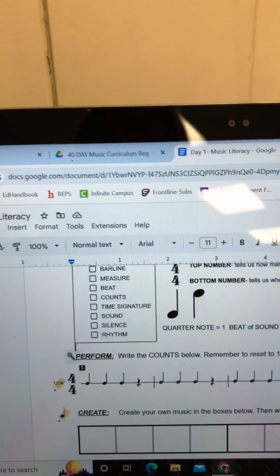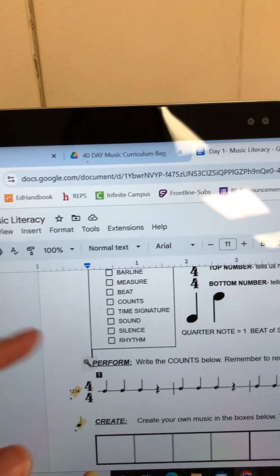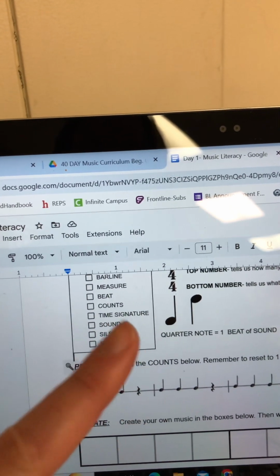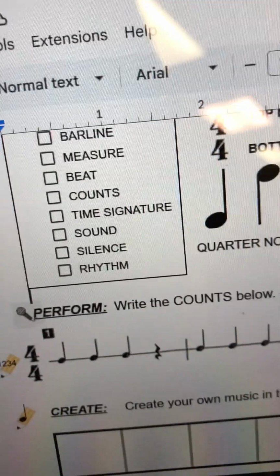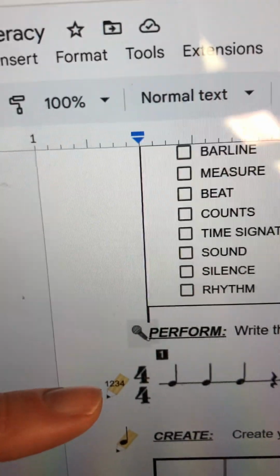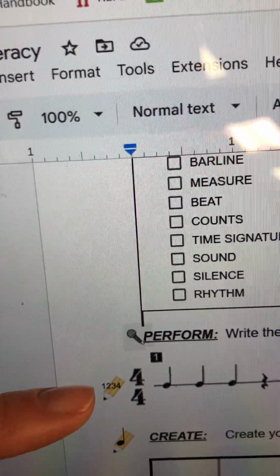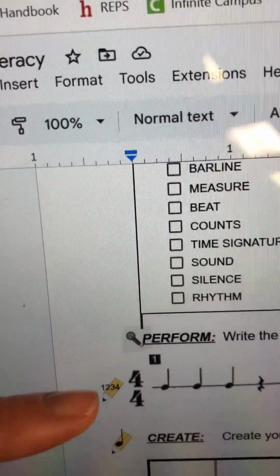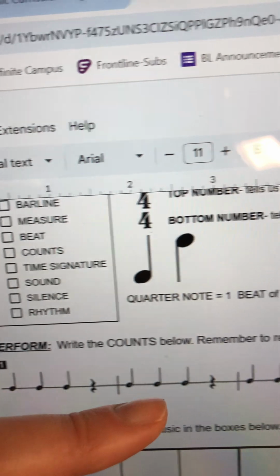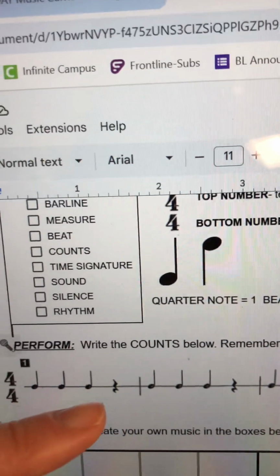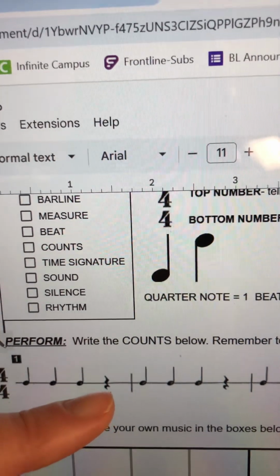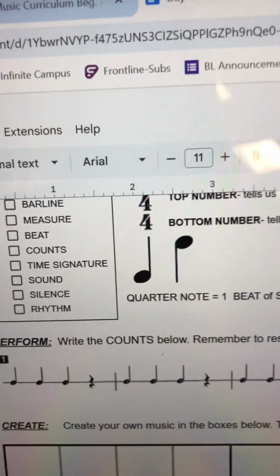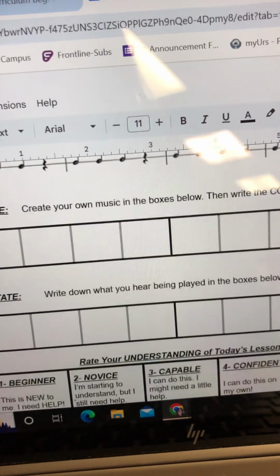So right here, on the perform section, I want you to write down the counts. So that's the 1, 2, 3, 4. Do you notice on this little image right here, I have a pencil with the numbers next to it? That's giving you a little hint that underneath this, I want you to give me the 1, 2, 3, 4 numbers. Remember, whenever you see a rest right there, it's still a number, but you have to cross it out, okay?